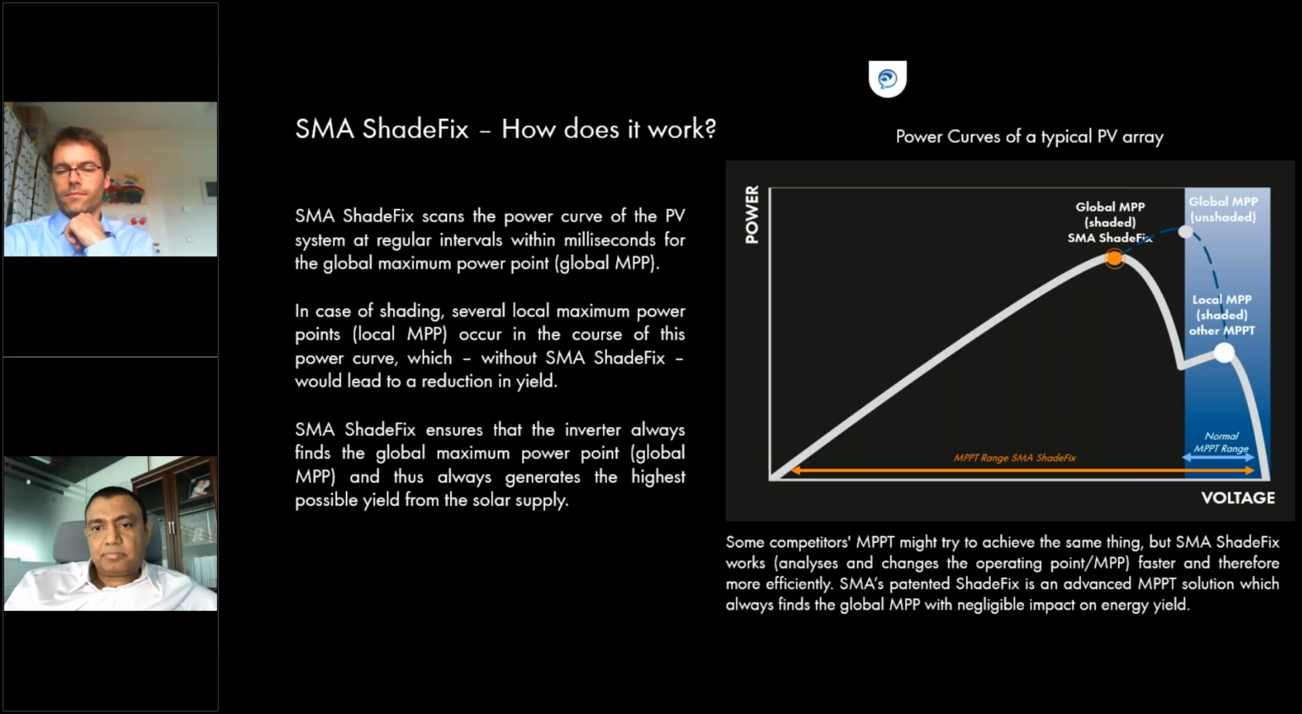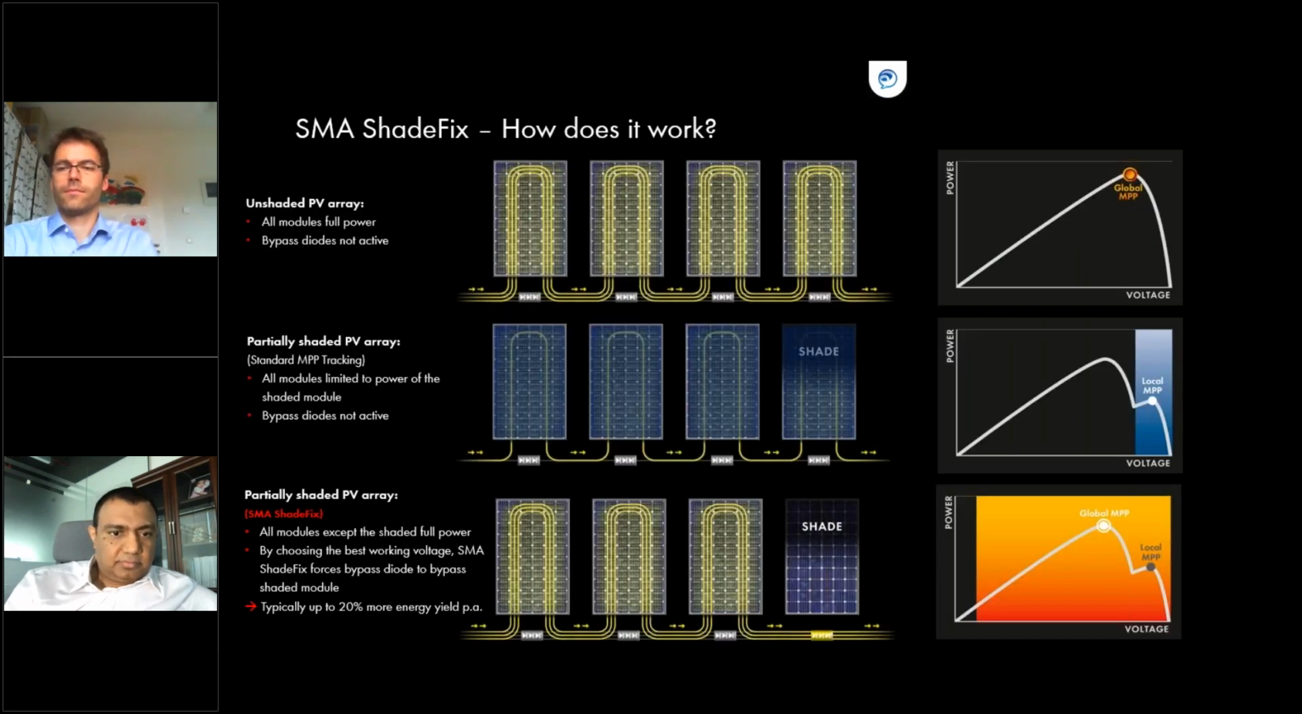So you can see it on the next page. If you're having unshaded PV arrays, you have this global, as we call it, maximum point of power that you're getting out of the system. Then we have a partially shaded PV array, and then you can see how the power itself is dropped. We do not reach the global power point here, but we have two local points in that respect.